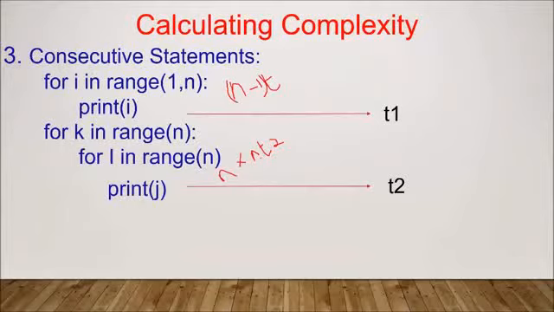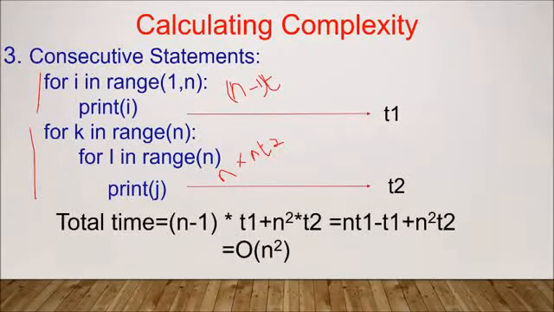So the total time that will be needed will be the addition of this particular statement and this particular statement. So the equation will be n minus 1 into t1 and n into n, which is n square, into t2. We will open it. You can see this equation. Now again the dominant term is this one. n square is greater than n, hence the dominant term will become n square t2. We will ignore the constant and the term will become O of n square.